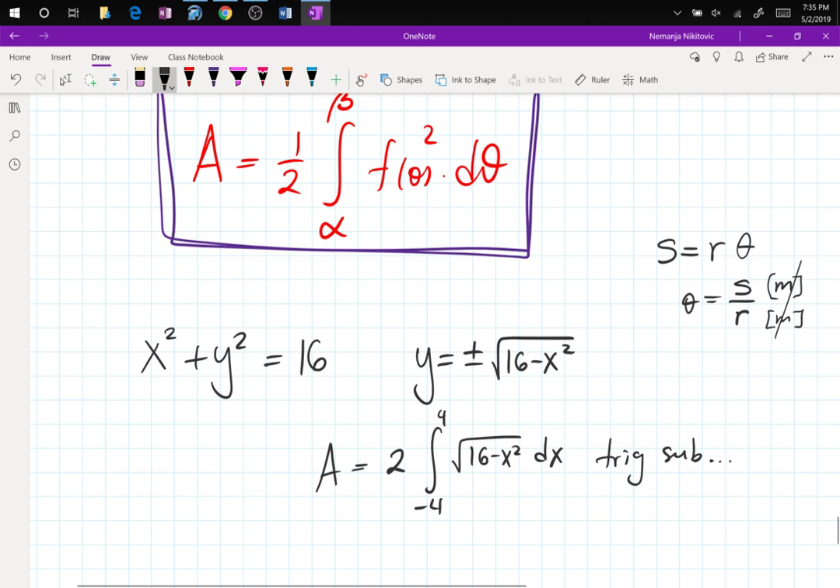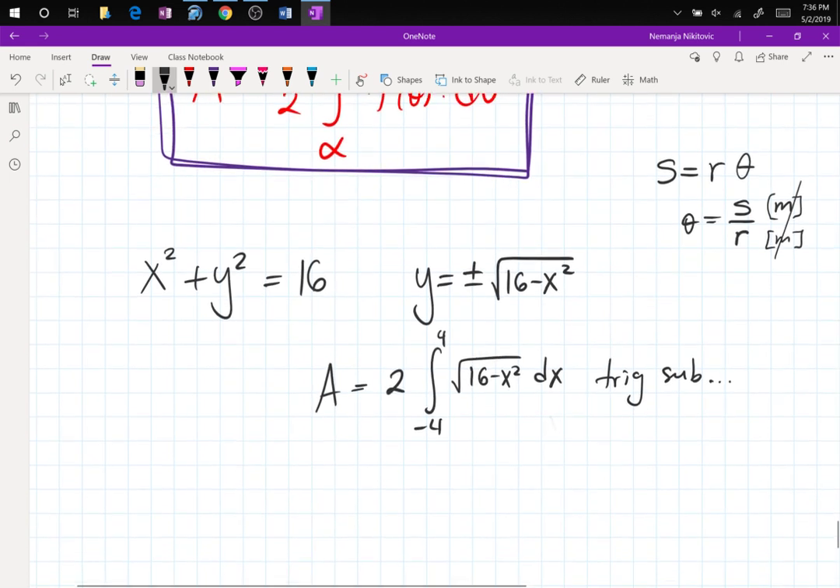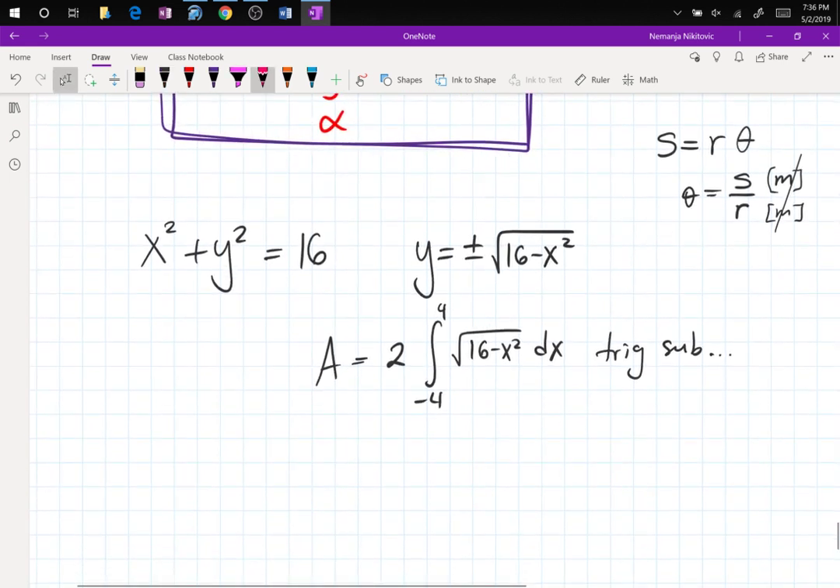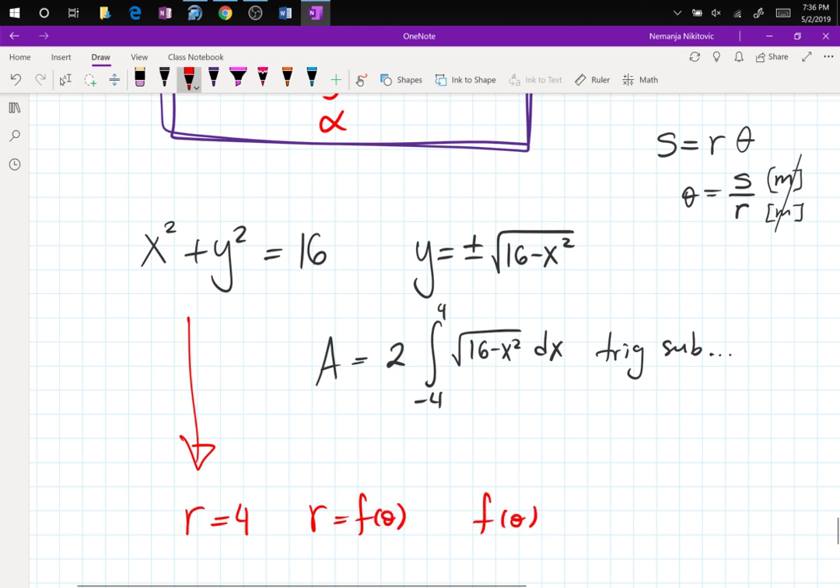So, living nightmare, right? Nightmare to set up, nightmare to calculate, trig sub and all of these things. Let's take a look at the polar version of this. Polar version says the following. r equals 4. Now we know that r is actually f of theta. So f of theta is 4.